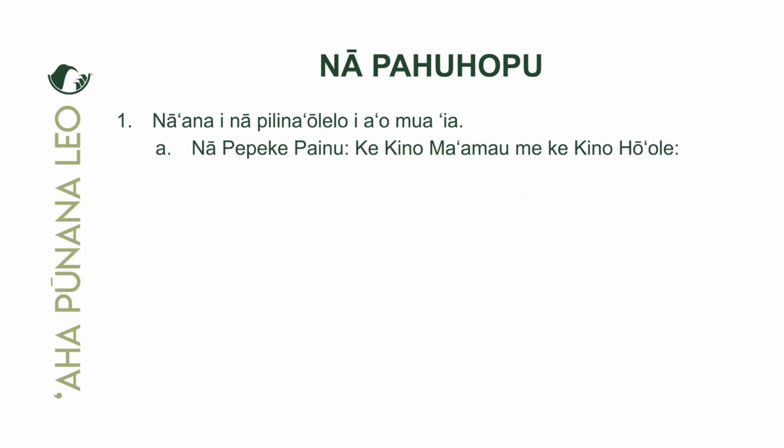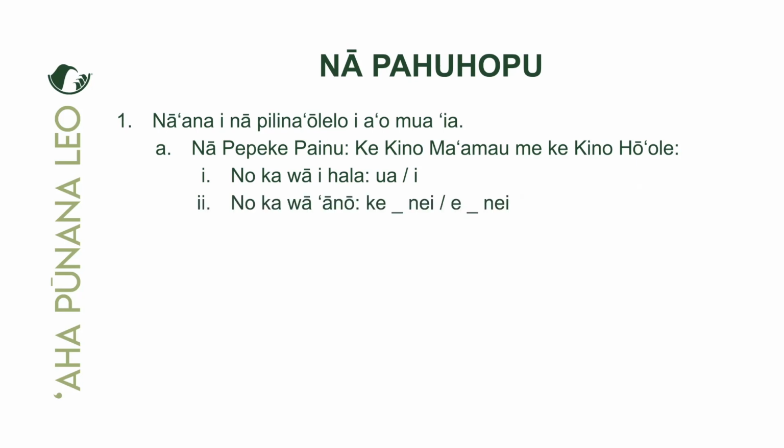And more specifically, we're talking about the pepeke painu, yeah, in both the kino ma'amau and the kino hoʻole, in both positive and negative forms. More specifically, no ka wā i hala, right? Things that have already been completed, that have already happened, using the markers, the maka painu ua in the positive form and ʻaʻole i in the negative form. Okay, remember that one? You should, because we had a few lessons on this one. Again, these are review lessons, yeah. So make sure if you didn't watch the previous videos, you want to go back and watch those videos.